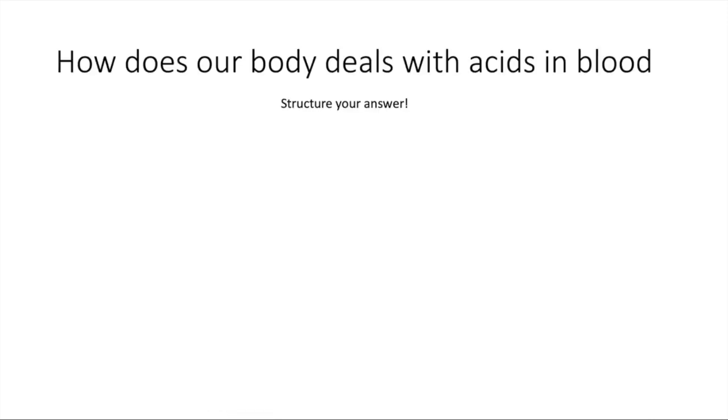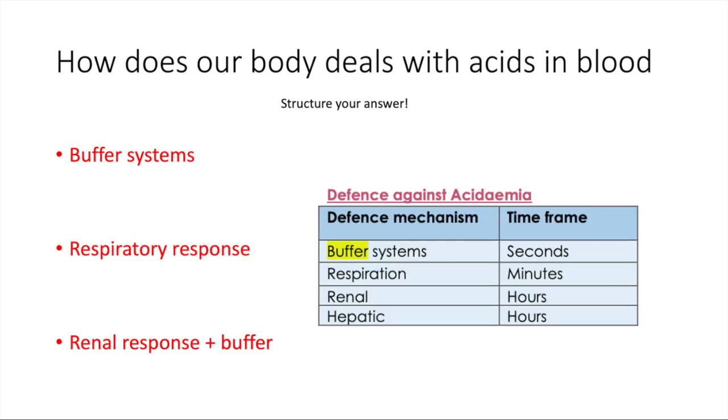So the next question: how does our body deal with acid in blood? The mechanism can be broadly divided into the buffer system, which acts in seconds, respiratory responses, which act in minutes, and renal response, which takes hours. Again, try to structure your answer and give headings.